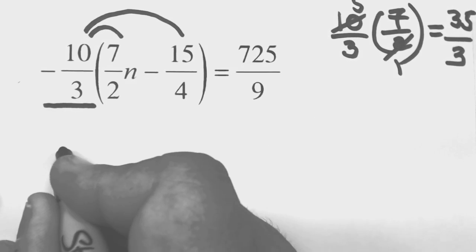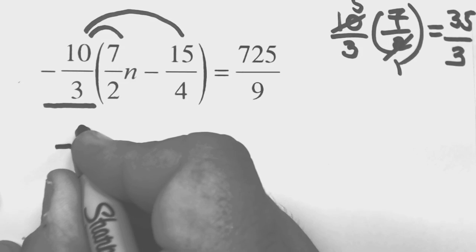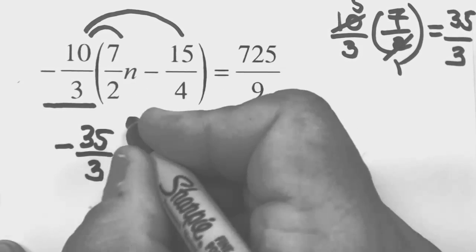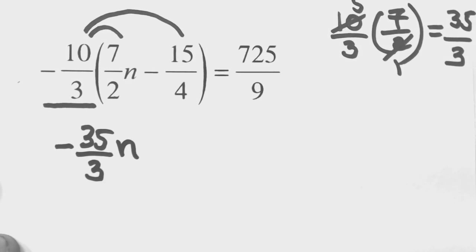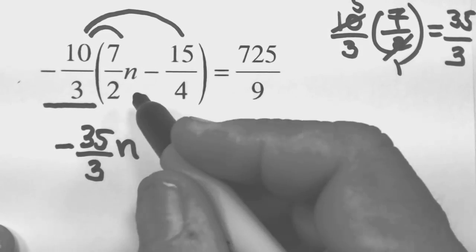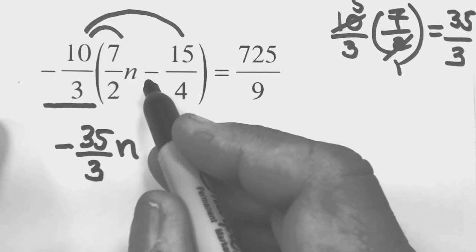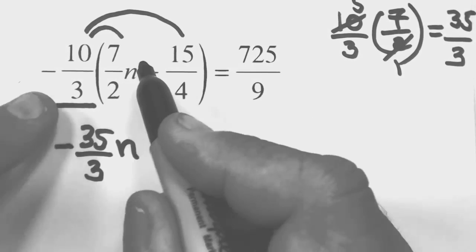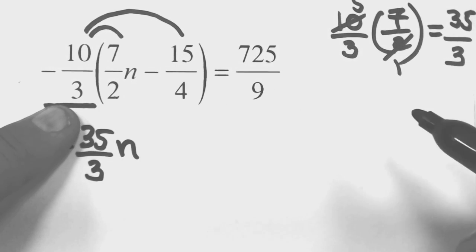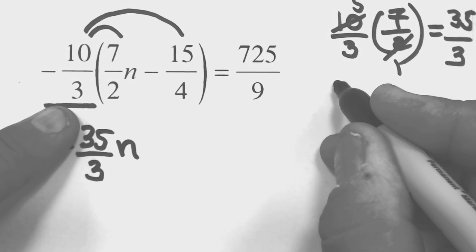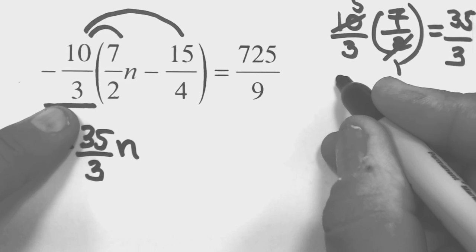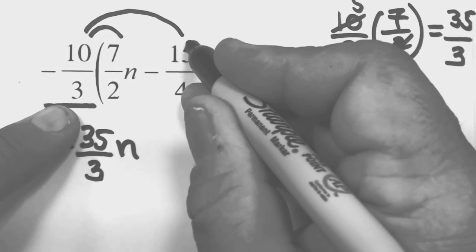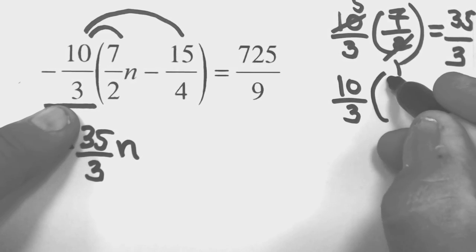Okay, well, don't forget we also had that minus, so here it is. Here's the 35 thirds, and there's also an n. So there that is. Now, let's do the same thing on the second guy. There are two minus signs here, which will combine into a plus. But first, let's just multiply the fractions. And again, I'm going to do this off to the side here, where I've got a little bit of room. 10 thirds times, in this case, 15 fourths.